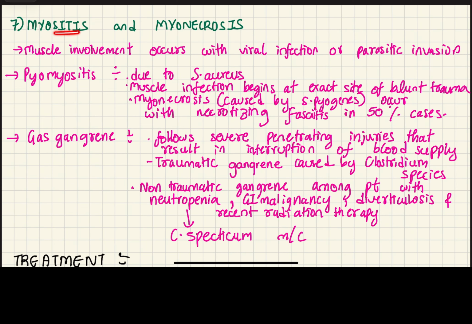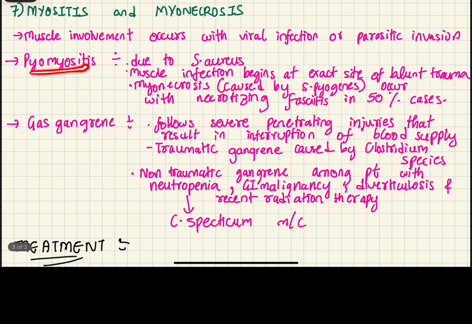Next is myositis and myonecrosis. Muscle involvement occurs with viral infection or parasitic invasion. First one is pyomyositis. They occur due to Staphylococcus aureus. They occur at trauma sites basically. Myonecrosis is caused by Streptococcus pyogenes. They occur with necrotizing fasciitis in 50% of cases.